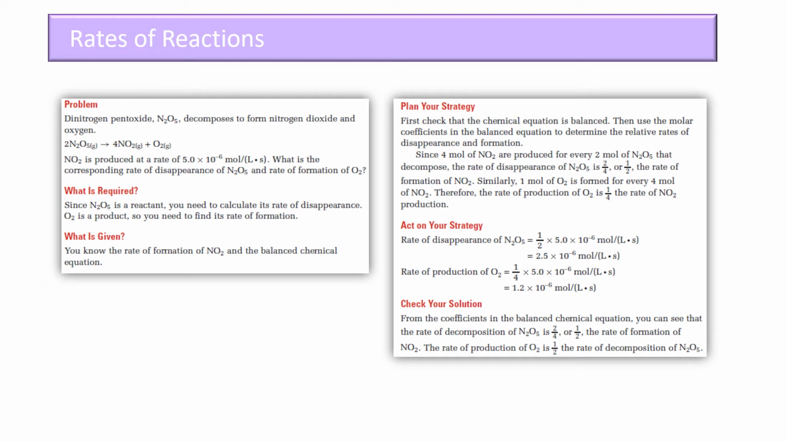So let's check our solution. From the coefficients in the balanced equation, you can see that the rate of decomposition of N2O5, dinitrogen pentoxide, is 2 to 4, or 1/2, the rate of formation of NO2. The rate of production of O2 is 1/2 the rate of decomposition of N2O5.